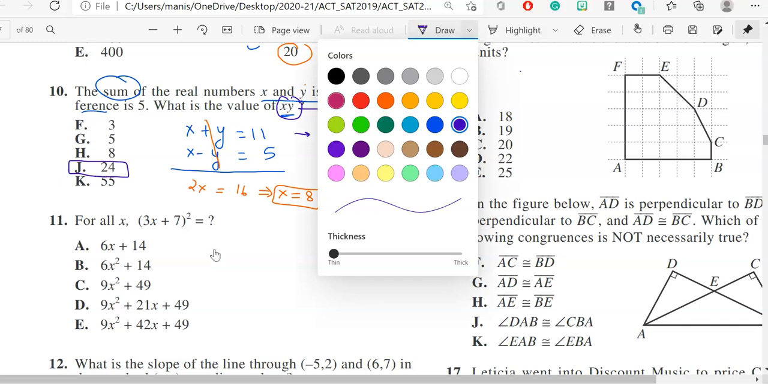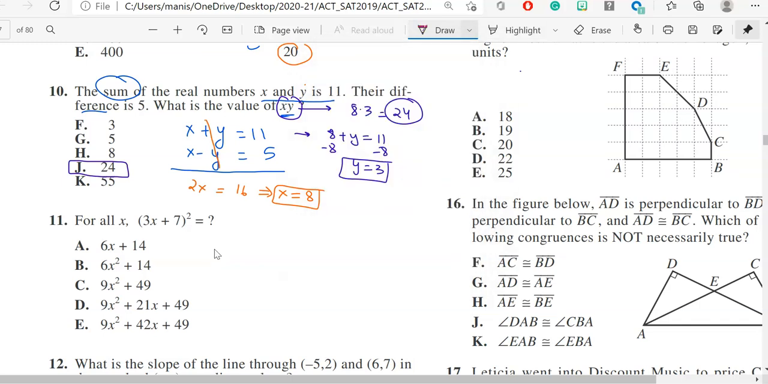Question number 11. It says for all x, (3x plus 7) whole square is equal to what? Since there is a square over here, I can write it like this. I will use the distributive property of multiplication to expand this. So 3x times 3x gives me 9x square, plus 3x times 7, which is 21x. Again 21x, and 7 times 7 is 49.